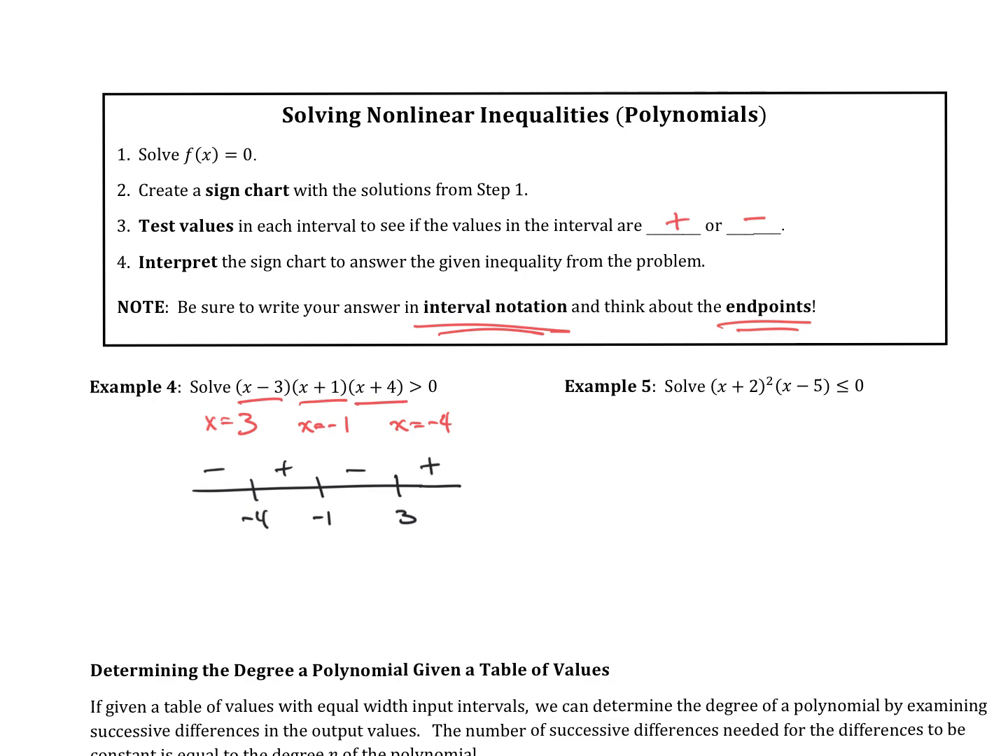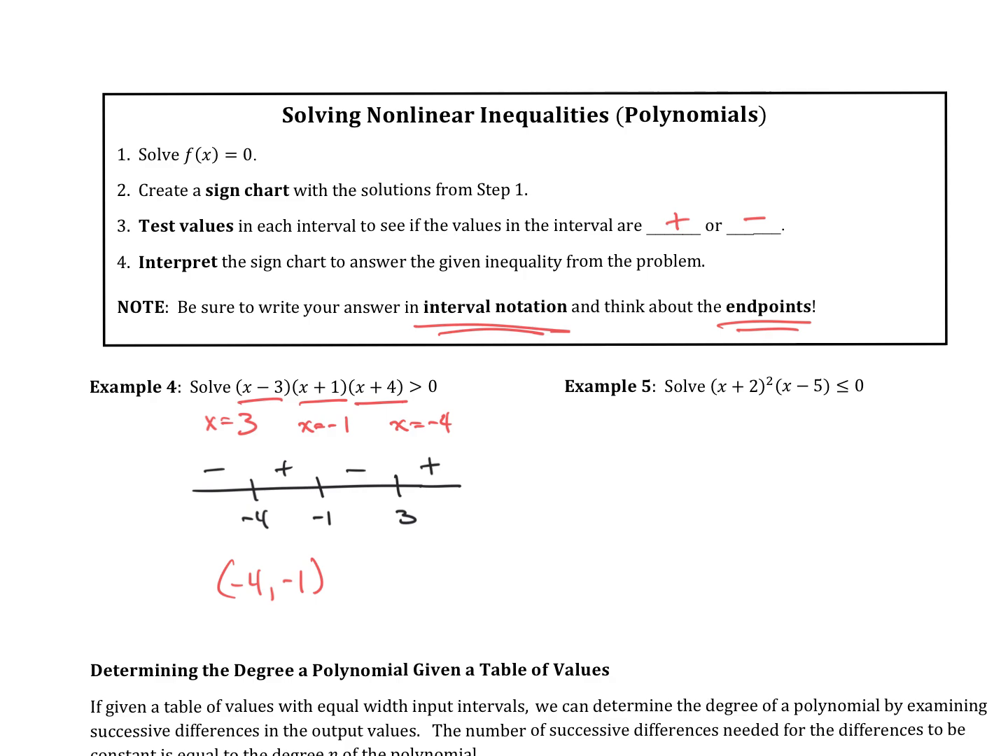And what I'm looking for here is when it's greater than 0. So what parts do I care about on this little sign chart? When things are what? Positive. And so when are things positive? From -4 to what? -1. Do I include -4 and -1? No. Why not? Because it's not equal to. It's just greater than. If it said greater than or equal to, then I would have what on them? Then I would have brackets.